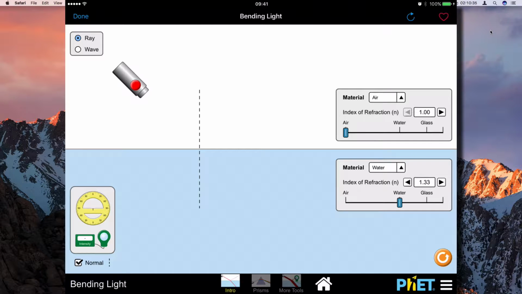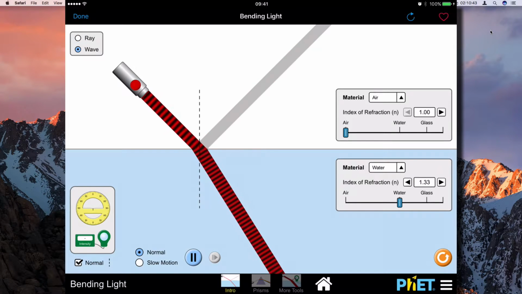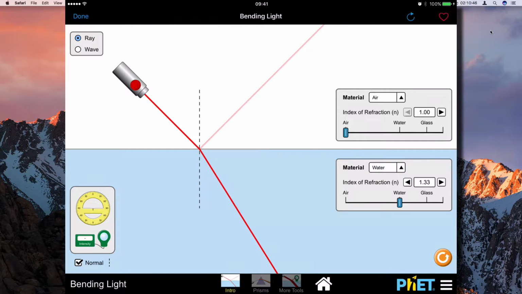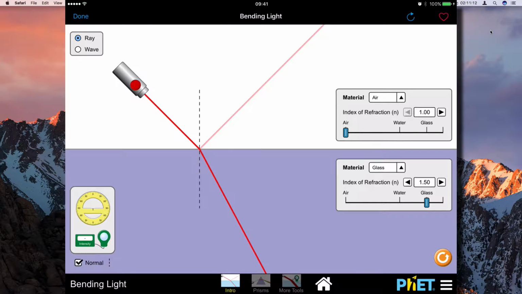So for example, you can choose whether you want a ray or a wave. I'm going to opt for a ray, and this is what the ray would look like, and this is what the wave would look like. Now what it's showing is the refraction of light when it passes through a boundary, and the boundary in this case has been created between the air, so air is chosen here, and water, so water is chosen here. You can change that to glass, but let's keep it to water for now.